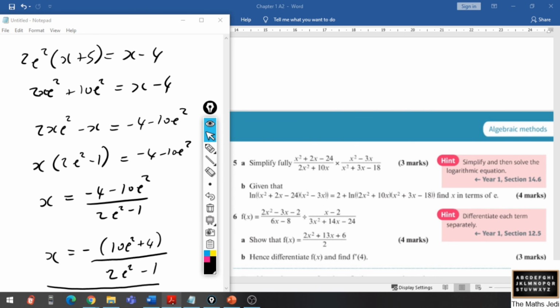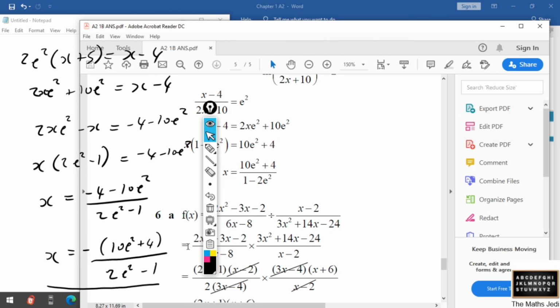Just double check the answers. And there it is there. So this is a variation on it. So you can see they've just flipped the bottom there. They've taken the minus on the bottom to make it 1 minus 2e squared. Both these things are equivalent. I'm happy that these are the same.